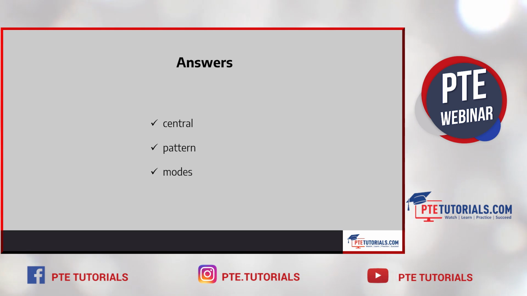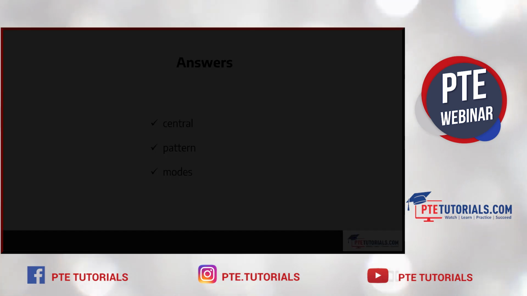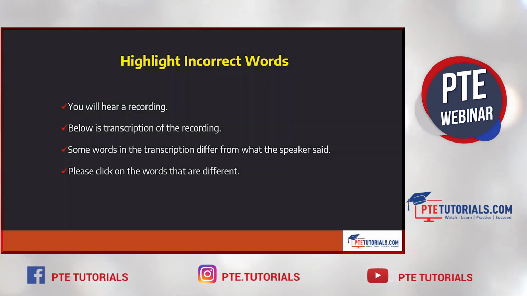Okay, and the next question will be highlight incorrect words. This highlight incorrect words is very, very important, and this is core for your reading as well as listening modules. This is integrated with reading. What happens here is you will hear a recording and the transcription of the recording will be given for you. Some words in the transcription differ from what the speaker said, and you need to click on the words that are different. That is, highlight incorrect words from the lecture.